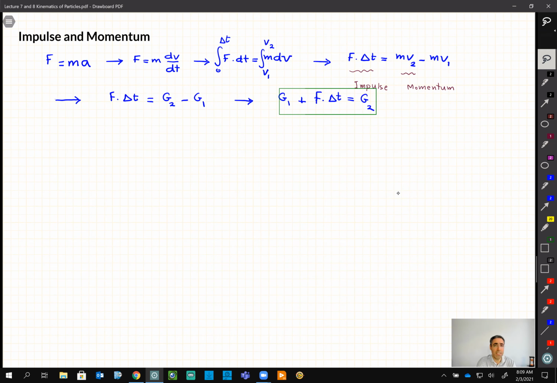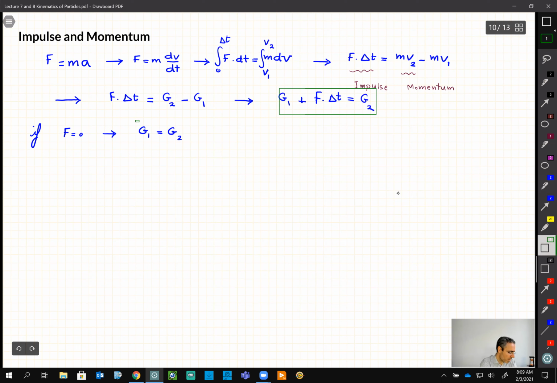So what if there is no force, or the forces cancel each other? If F equal to 0, then we're going to have G1 is equal to G2. And this is what we call the conservation of momentum, basically. Similar to conservation of energy, where E1 is equal to E2, momentum 1 is equal to momentum 2. Okay, so this is all the formula that we have.